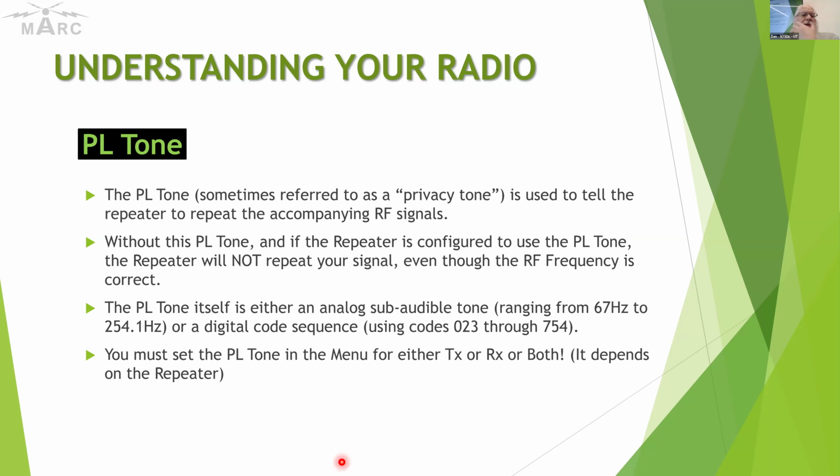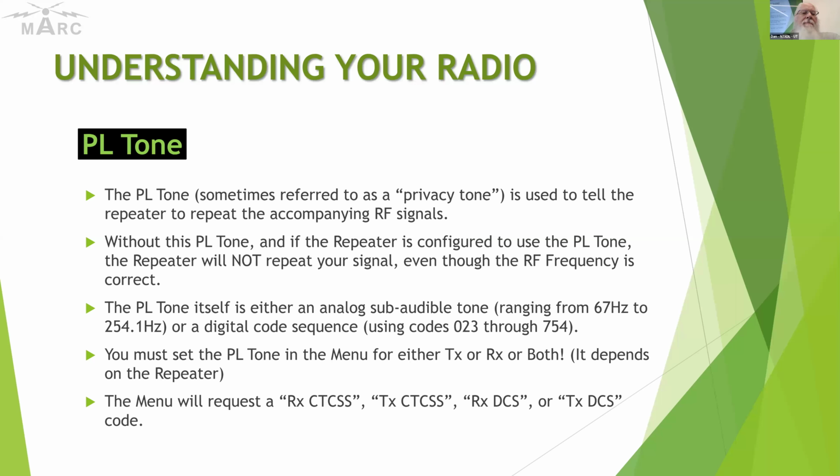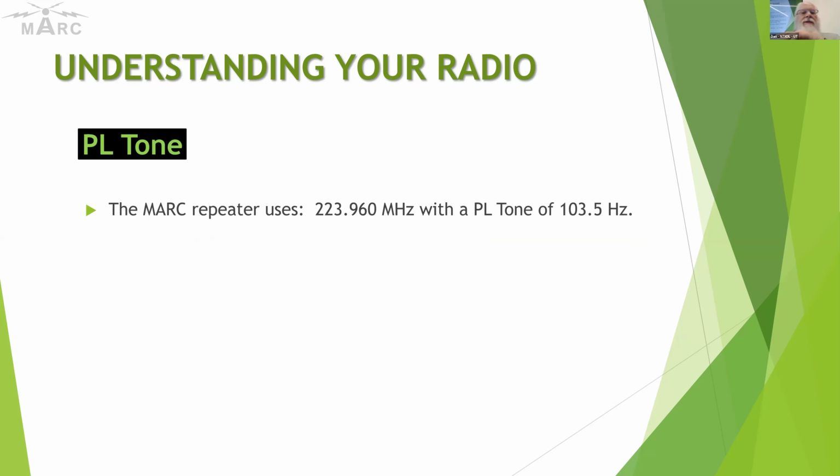Okay, you must set the PL tone in the menu to either transmit or receive or both. Some repeaters require both, so you need to be aware of that. And in the menu, it'll have something to do with receive CTCSS, transmit CTCSS, receive DCS, and transmit DCS. It'll look something like that. You'll know it when you see it. The Mark repeater uses a tone of 103.5 hertz.